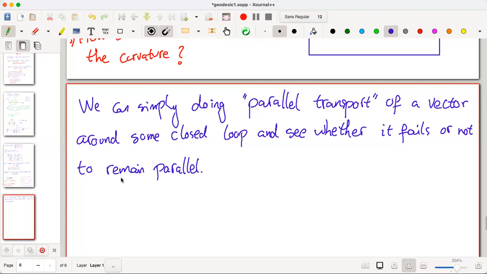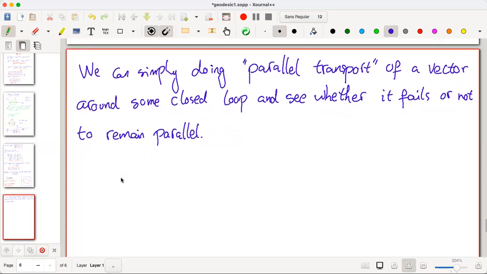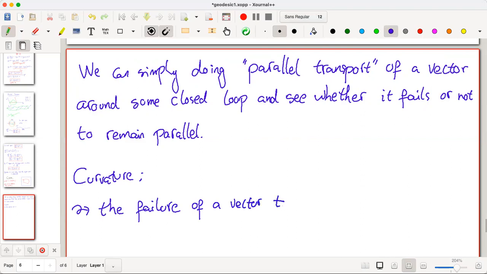Okay. So here we have the answer for question 1. What is curvature? Here we can define curvature as, so what we call curvature is basically the failure of a tangent vector or a vector to remain parallel.